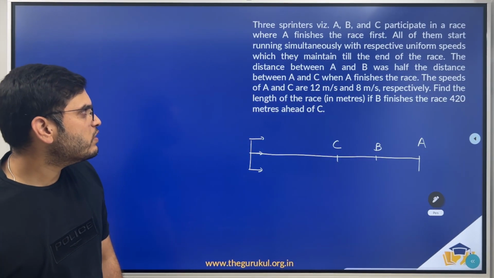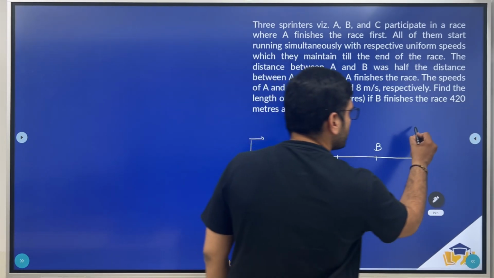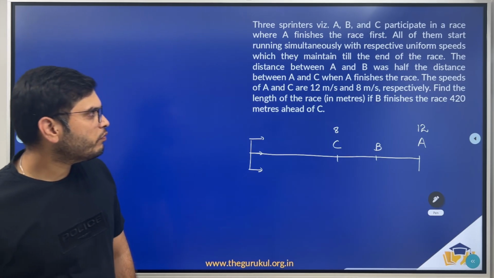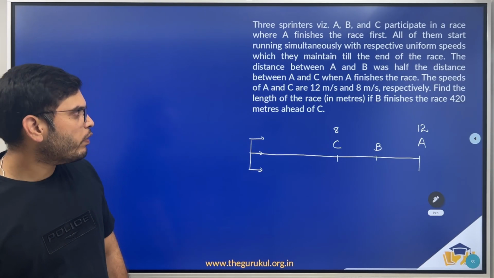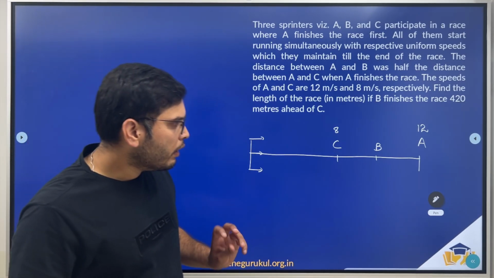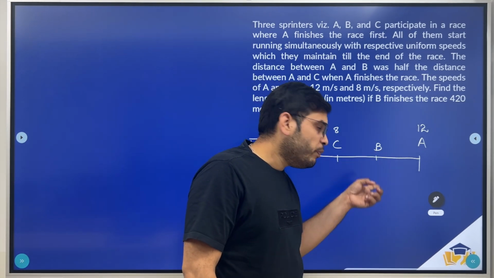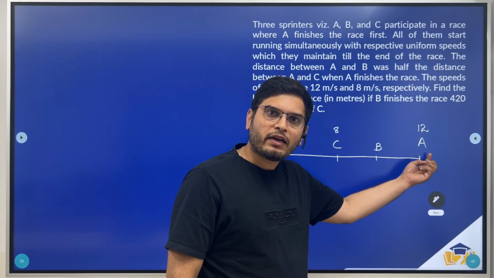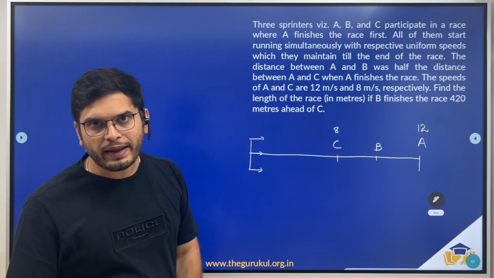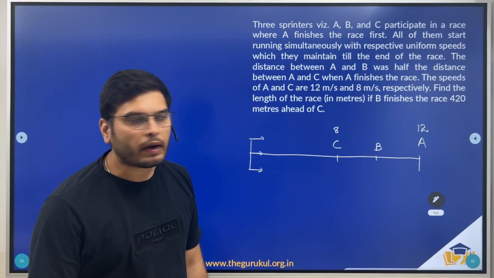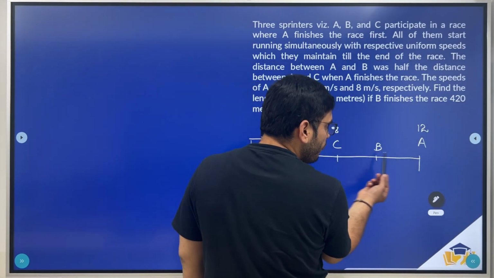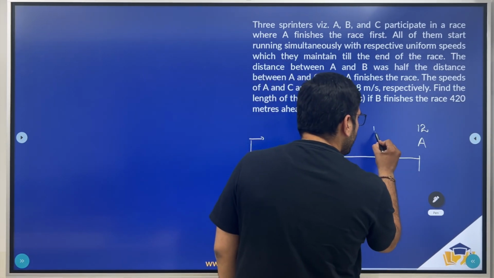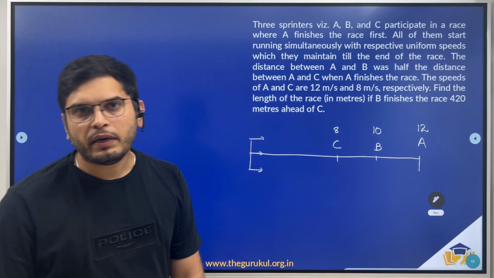Now the speeds of A and C are 12 meters per second and 8 meters per second respectively. Find the length of the race if B finishes the race 420 meters ahead of C. Now if you observe, for B to be exactly between A and C, the speed of B should be exactly between A's speed and C's speed as well, because the time is constant. Now what should be the speed of B? What is the number exactly between 12 and 8? 10. So the speed of B should be 10 meters per second.